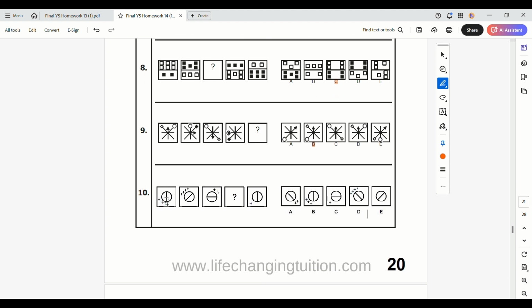Question 10. This line is rotating 45 degrees each time. So it's going to be diagonally to the bottom right. Okay. The amount of pluses seems to be decreasing from 5 to 4 to 3. And then it's going to be 2. It's going to be option A.